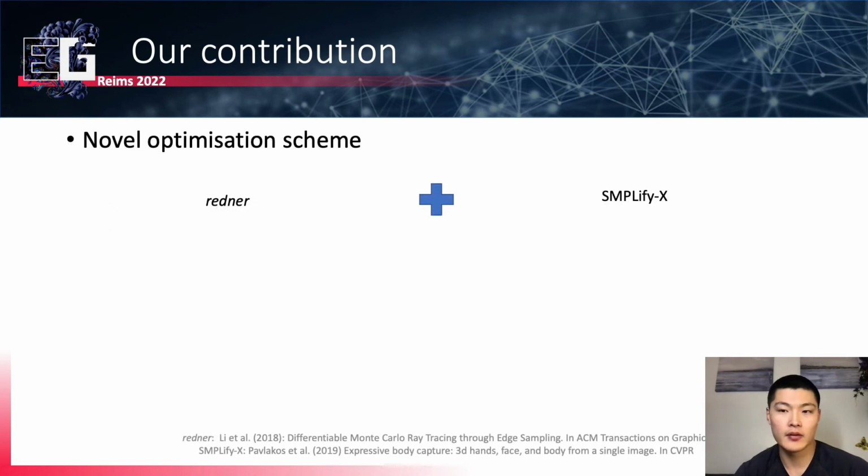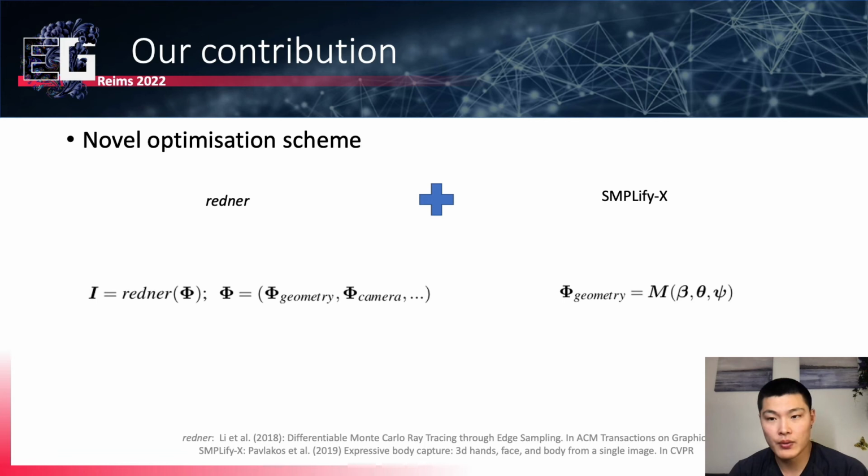More specifically, our novel scheme combines the previously introduced works Redner and SMPLify-X together. To see how this is possible, we formalize Redner and SMPLify-X within the context of our novel scheme as follows. As the equation on the left shows, Redner produces a synthetic image denoted I based on scene parameters phi, which includes model geometry denoted phi geometry and camera pose denoted phi camera. As the equation on the right shows, in our optimization, the model geometry is identical to the parameterized body model that SMPLify-X outputs. These equations show how Redner and SMPLify-X can be combined together. To put it simply, the output of SMPLify-X is pipelined to Redner as the input.